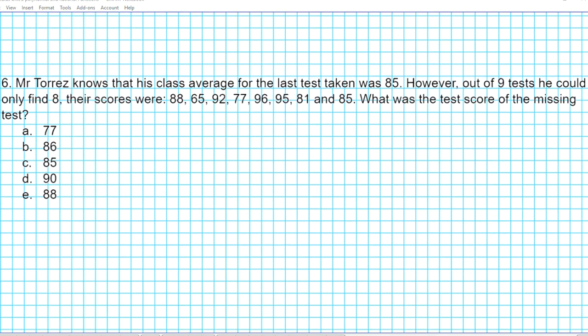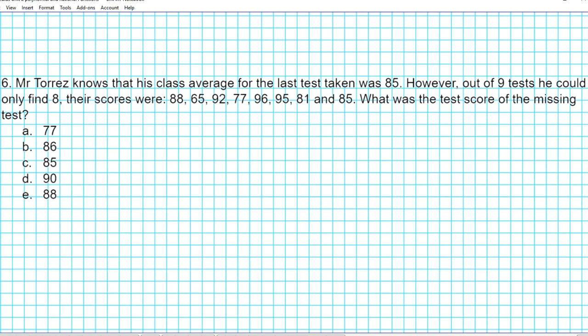Alright, so number 6, Mr. Torres knows that his class average for the last test taken was 85. However, out of the 9 tests, he could only find 8. The scores were 88, 65, 92, 77, 96, 95, 81, 85. What was the test score of the missing test?